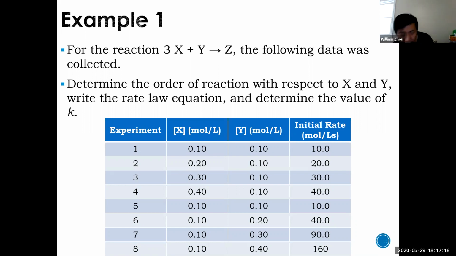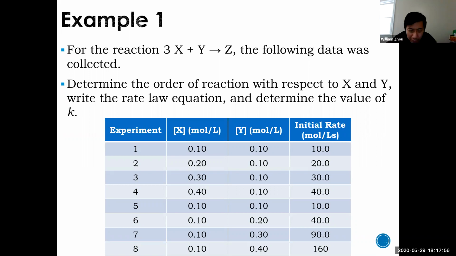Okay, so what does this tell you? This tells you that if you double the concentration of x while keeping y the same, you double the rate of reaction. Double x, you double the rate. Experiment 3, you tripled x. You went from 0.1 to 0.3. Y didn't change. The rate went from 10 to 30. So you triple the concentration of x, that means you would triple your reaction rate. Same thing with experiment 4. You quadruple the concentration of x, you quadruple the rate.